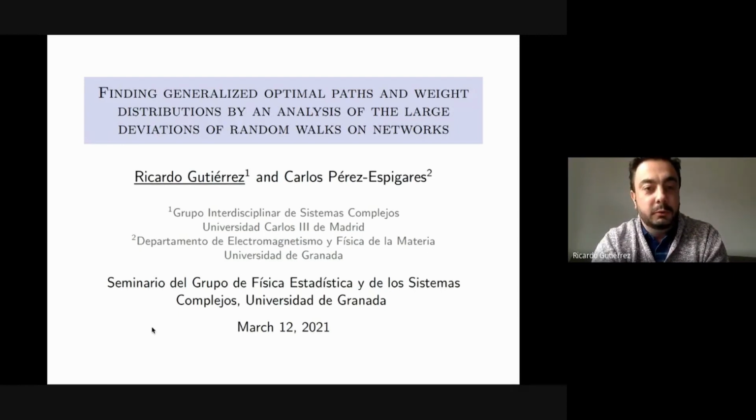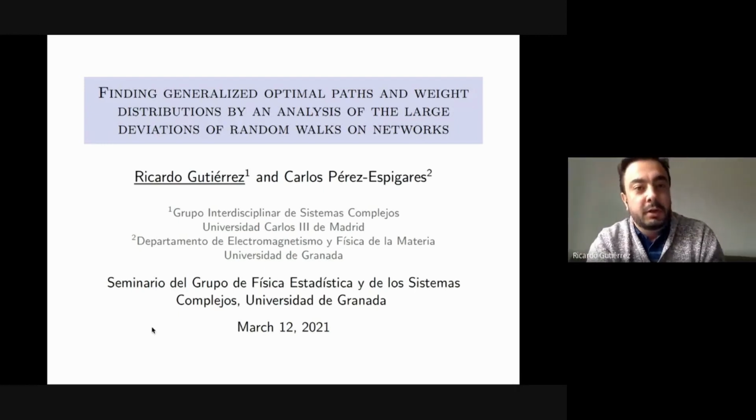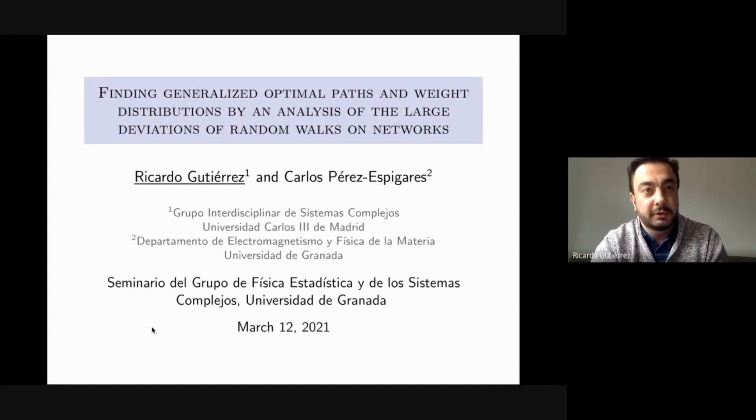And so I'm going to explain to you some recent work that Carlos and I did, which deals with finding optimal paths and optimal weight distribution in networks using large deviation methods. The idea is to use the dynamics of random walks to explore and to extract information on structural properties of networks.